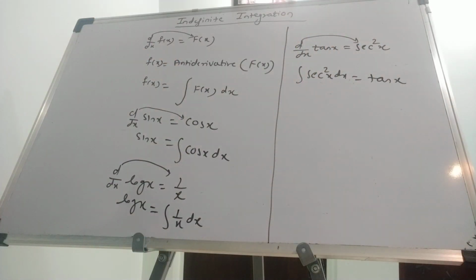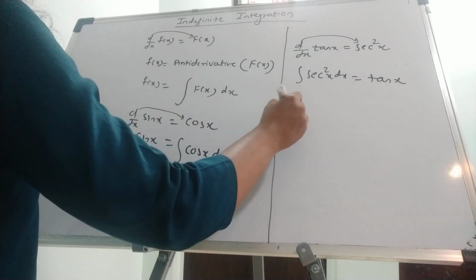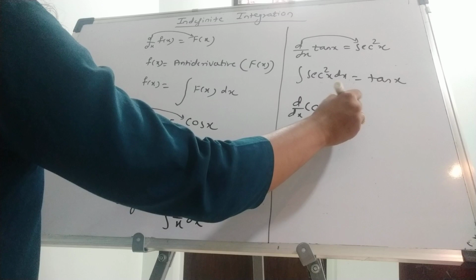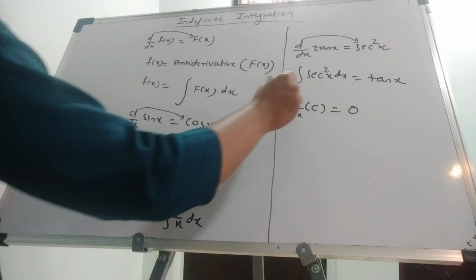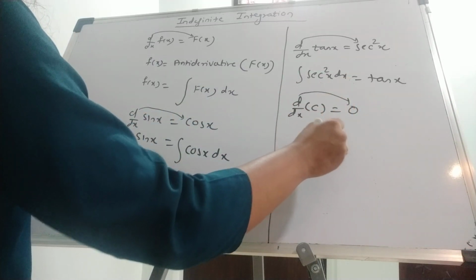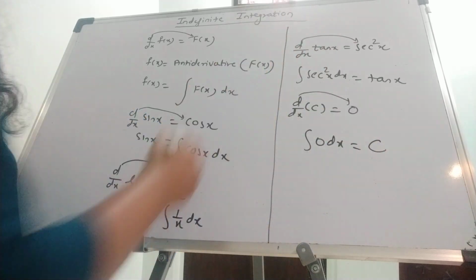In this way, we will consider all formulas for indefinite integration. In the same way, derivative of a constant term is 0. If I take derivative on the other side, integration of 0 is not 0, it is nothing but a constant.